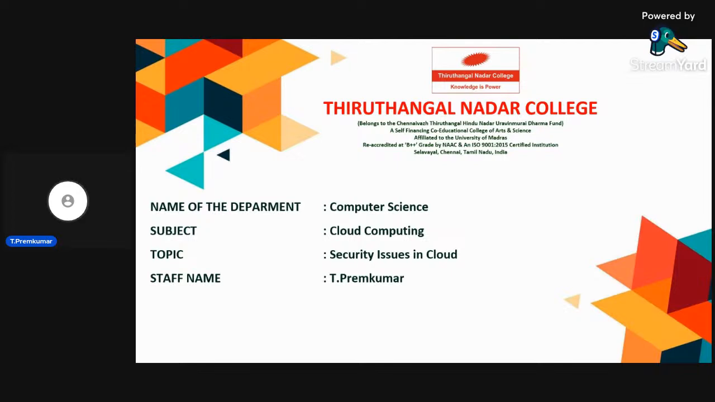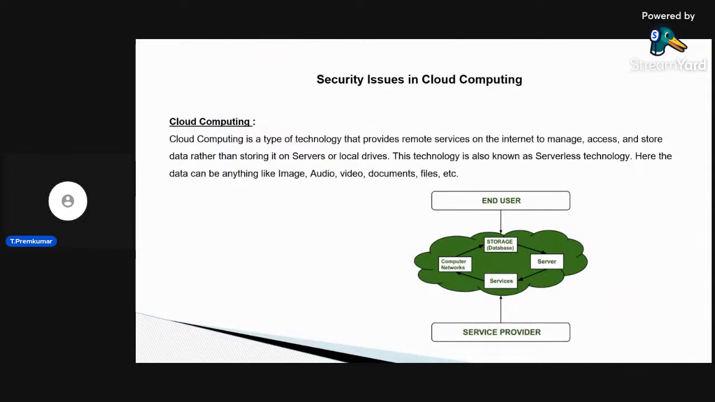Today, I'm going to talk about the security issues in cloud computing. So, we know the cloud is one of the widely used technologies in the world of IT. We will discuss the security issues in cloud computing.